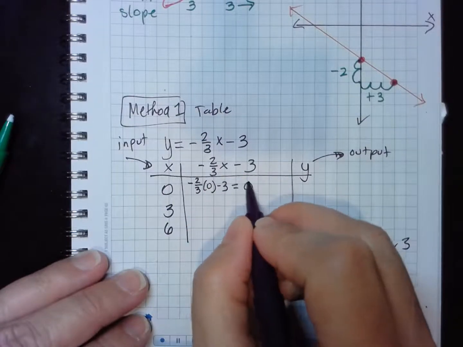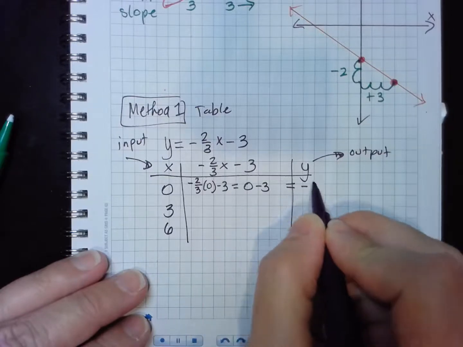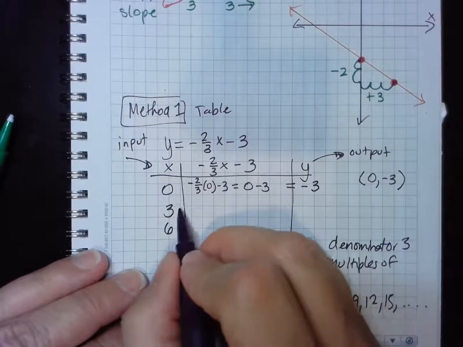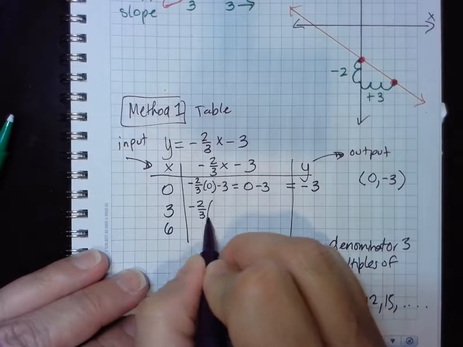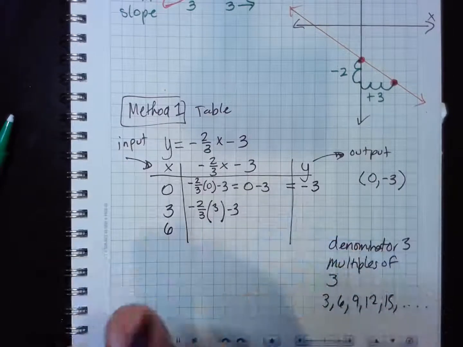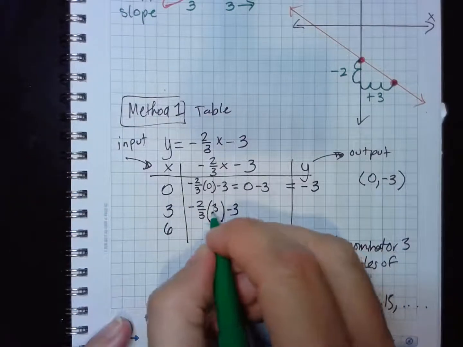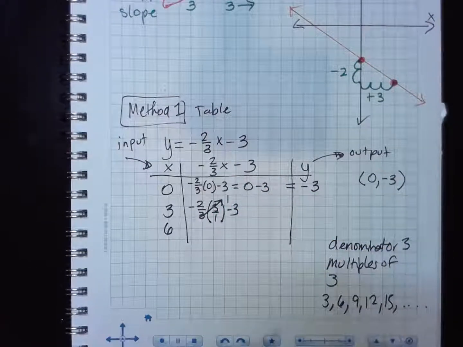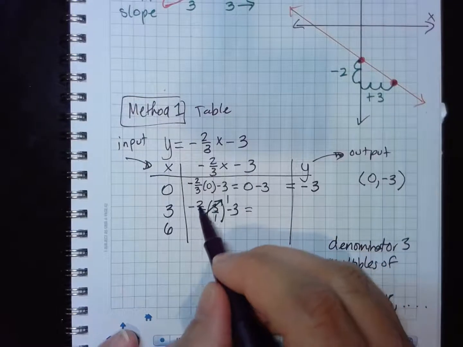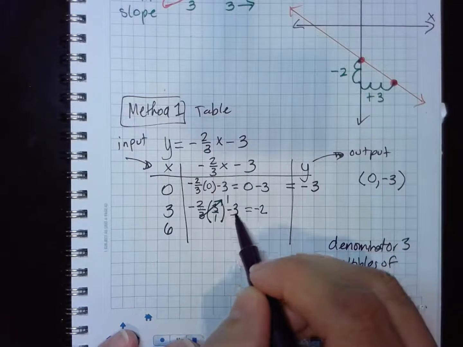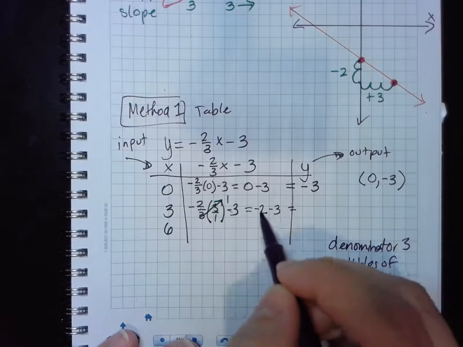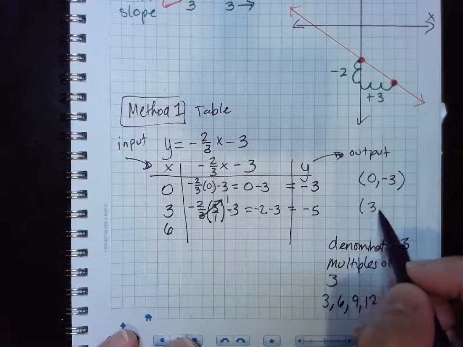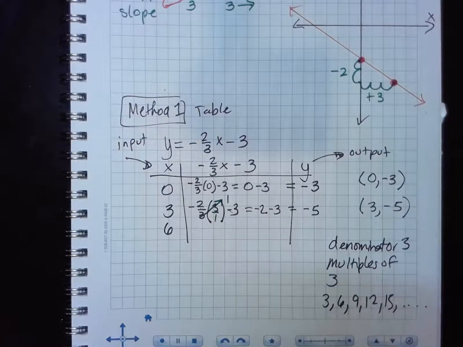-2/3 times 0 is 0. So 0 minus 3 is equal to -3. So there's my first point. My second point, -2/3 times 3 minus 3. Remember that these are fractions, and so now you're saying 3 goes into 3 one time. So you simplify. -2 times 1 is -2, then minus 3, and -2 minus 3, that's money, people. That's -5. So that is the point (3, -5).